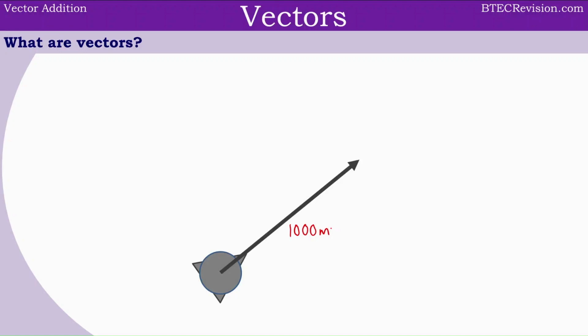The size of the arrow is important. The size of the arrow represents the size of the displacement. So in this case, 1,000 meters. Now, if I was to draw another arrow, let's say twice as long as the original, then that would mean this displacement is now 1,000 plus 1,000. So therefore, that's equal to 2,000 meters.